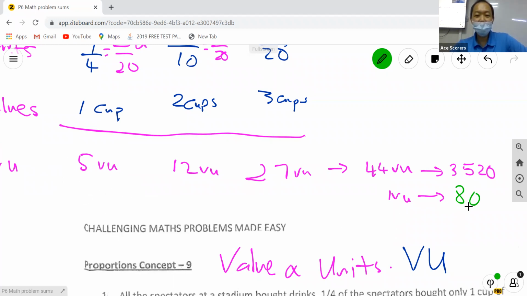So 1 VU is 80, right? 1 VU is 80, what's 5 VU? Are you calculating, or are you waiting for me to calculate? Now I'm the army sergeant, okay? You wait for me, you do, okay? How about 12 times 80? You better do. What's 12 times 80?